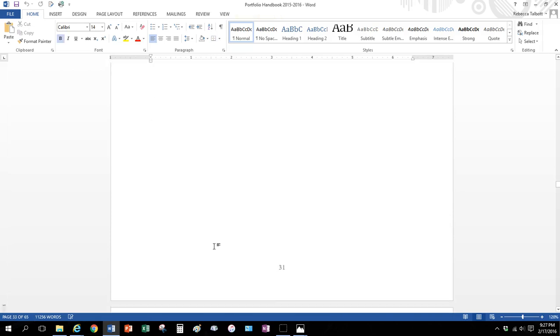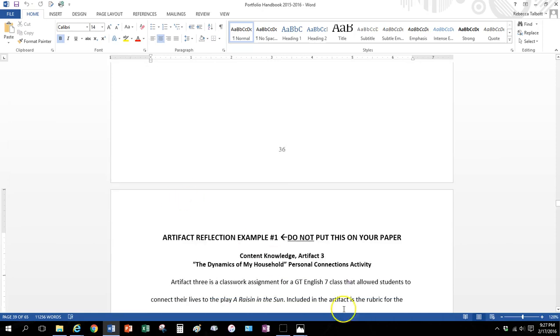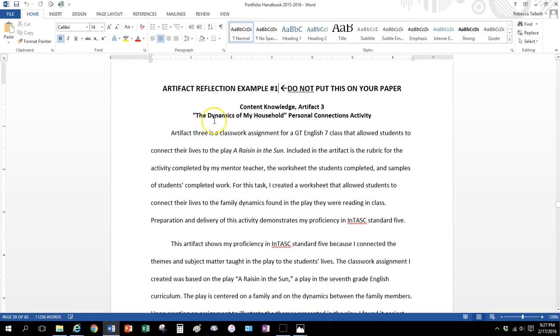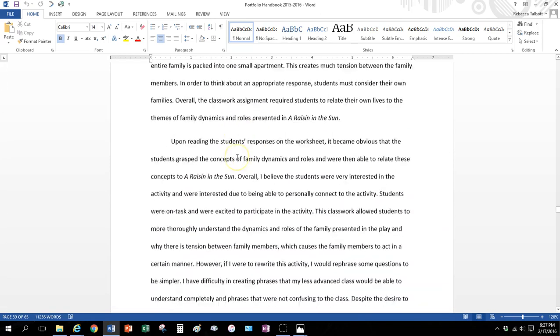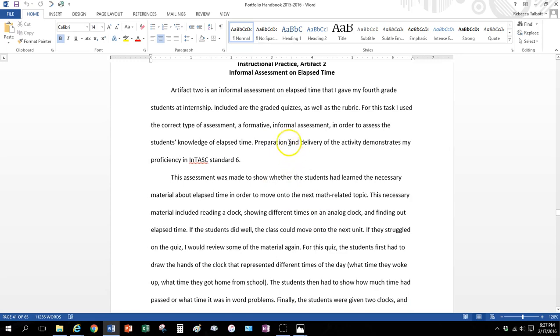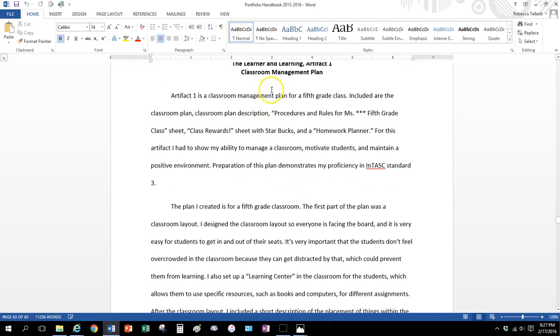Down on page 37, starting on page 37, are some examples of different artifact reflections. You'll notice, for instance, here's the first one. This happens to be an example of a reflection written for an artifact from a student's internship. It's a couple paragraphs long, about 2 pages. Here's another one, about something the student did in an internship. It's a little bit shorter, 3 paragraphs. And then here's a third example.